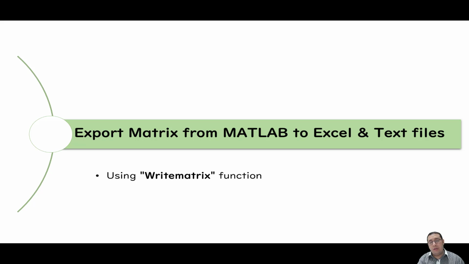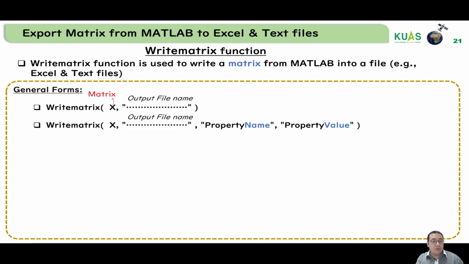This is Salim. In this video I'm going to talk about how to export a matrix from MATLAB to Excel or a text file using the writematrix function. The writematrix function is a very new function, I think released in 2018, and it is a very reliable and nice tool. If we need to write a matrix, the general form is writematrix, then the matrix which we need to export, and then the output file name, where you need to keep that matrix.